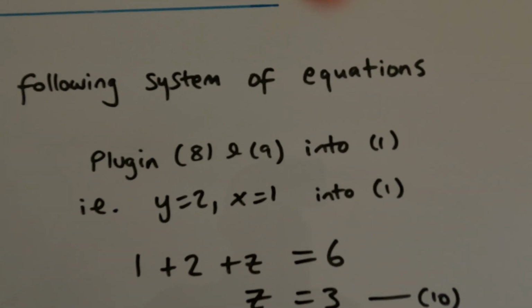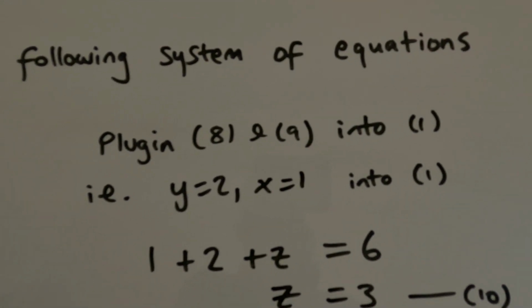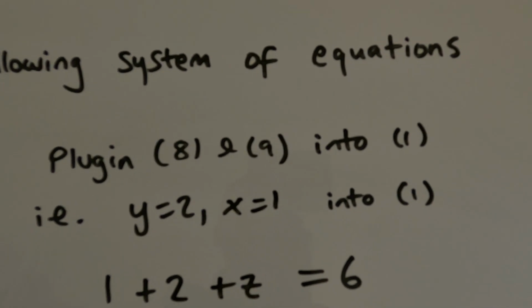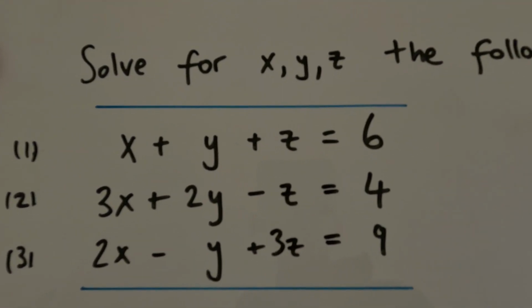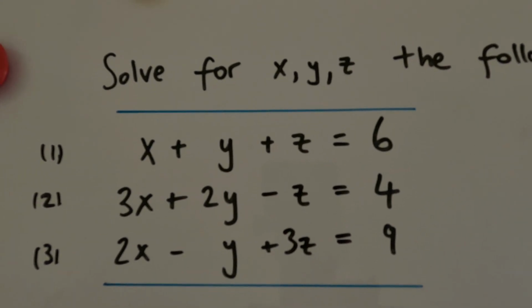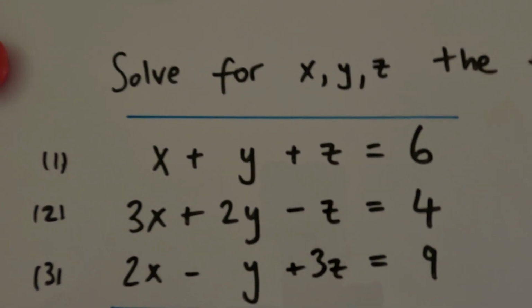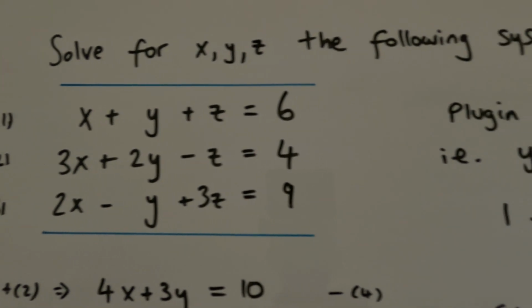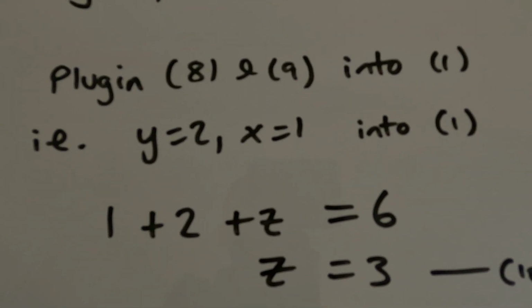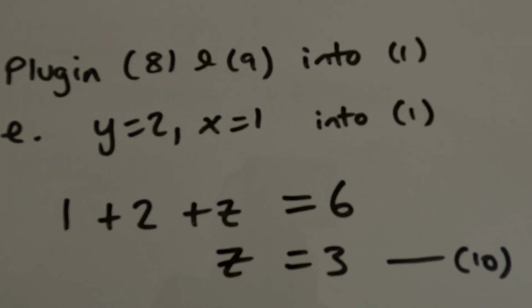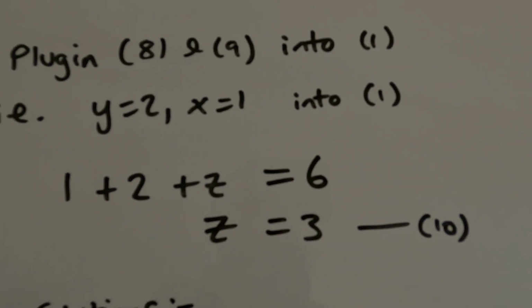Okay, so we plug in equation 8 and 9 into 1, which was y equals 2 and x equals 1 into 1. And if you just go back, what was 1? It was x plus y plus z equals 6. Very simple equation. No complicated coefficients or anything like that. Okay, so plug them in. You get 1 plus 2 plus z equals 6. So z equals 3. Call it 10.